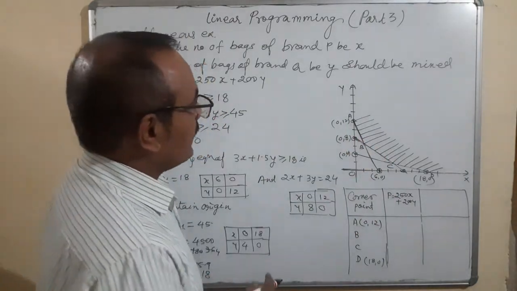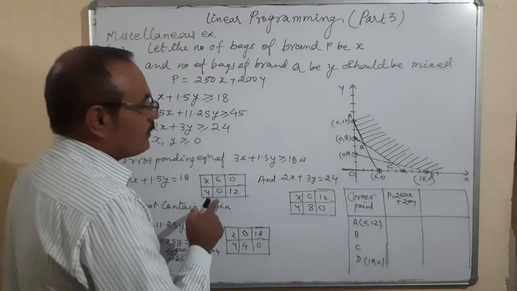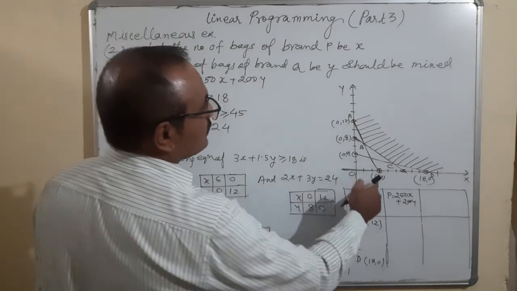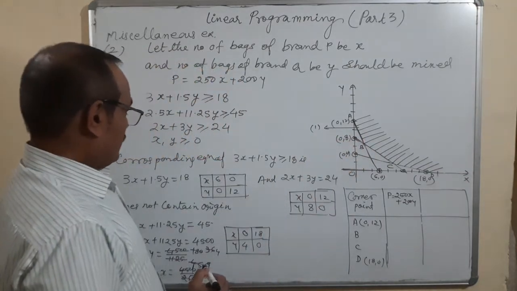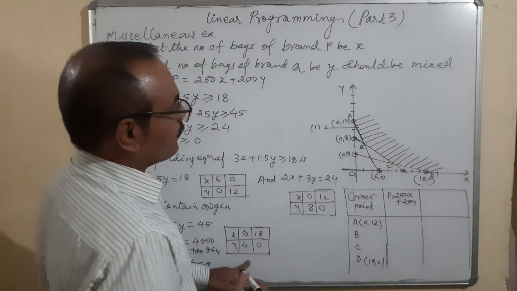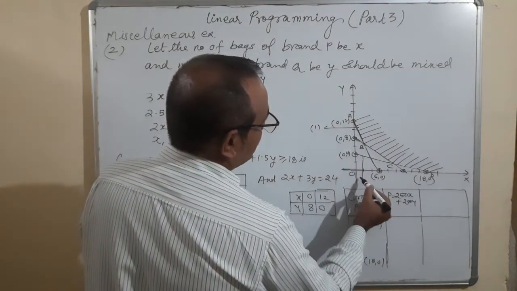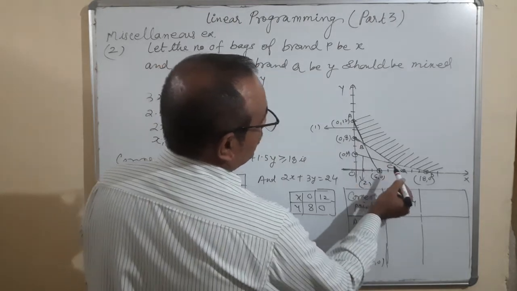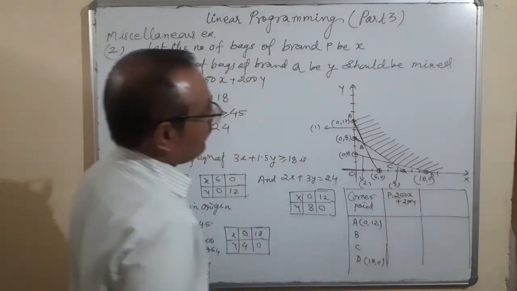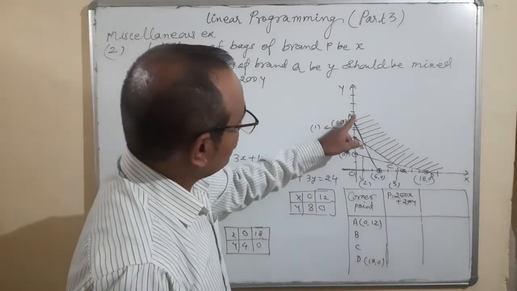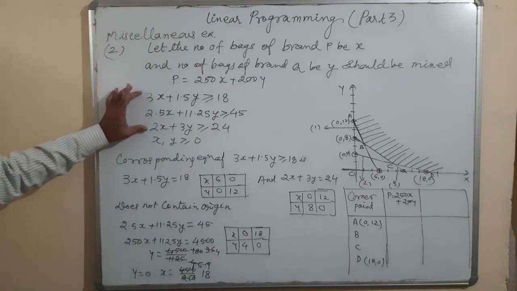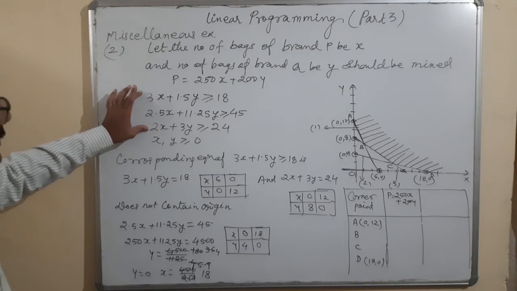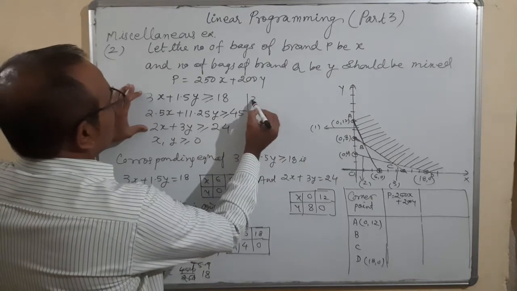What would be the value of B? This is 6 comma 0 for the first inequality, then 0 comma 4 is the second inequality, and this one is the third inequality. This is the point intersecting the first and third. So let us see what the values of x and y are here. This is rough work.